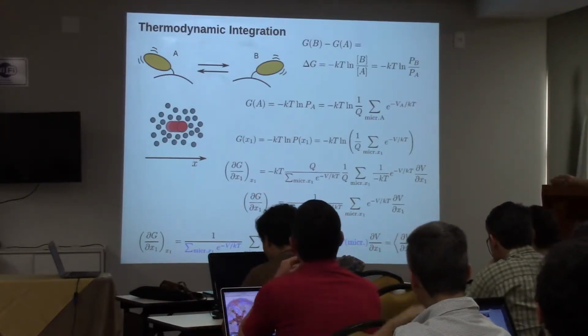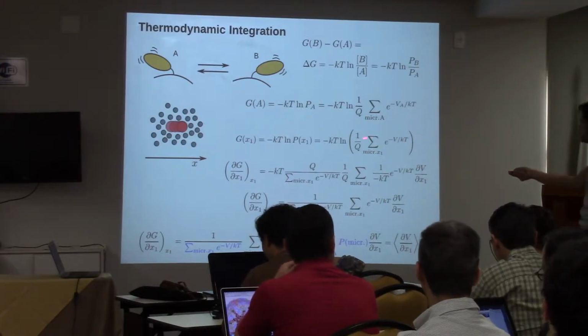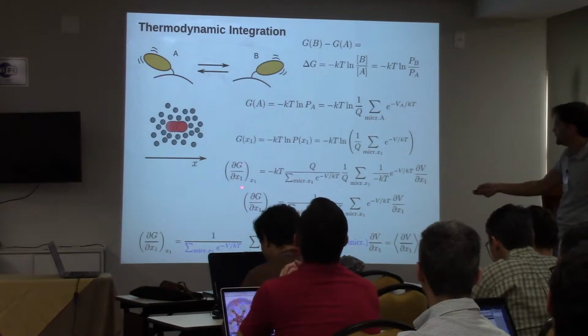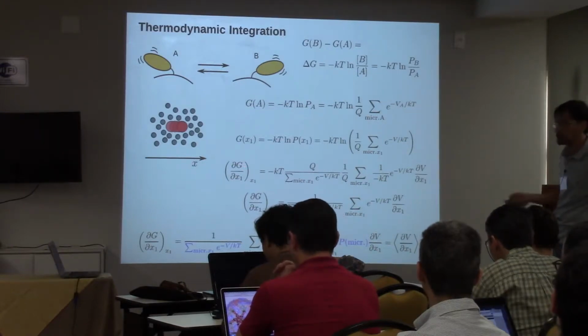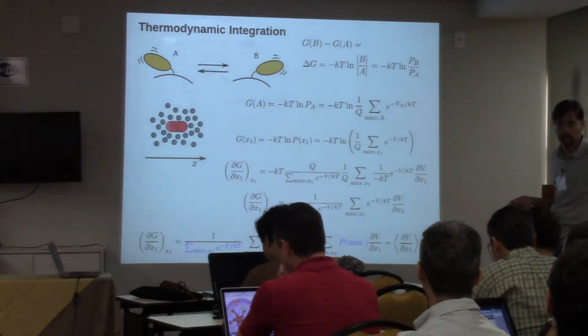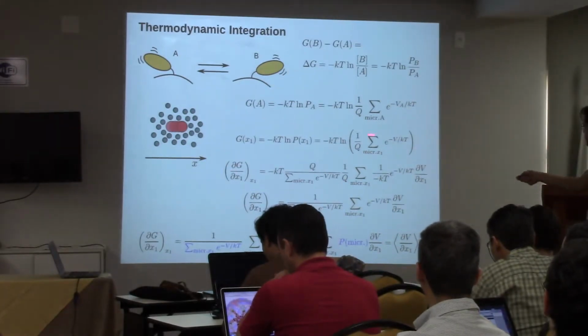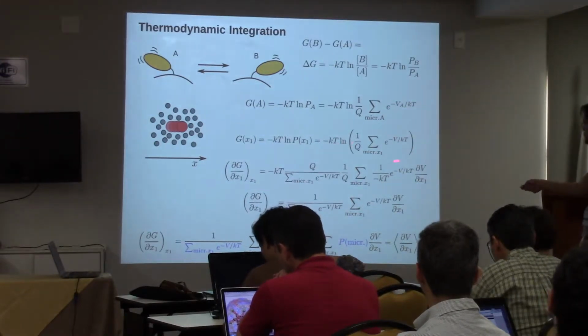So now what are we going to do? We are going to derive the free energy relative to the position x1, which is our reaction coordinate. So we are going to perform the derivative of this formula. Here we have a logarithm, so the derivative of this formula is 1 over the argument of the logarithm.